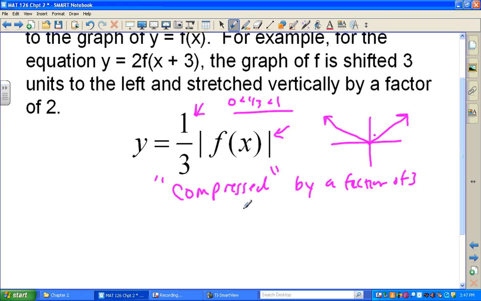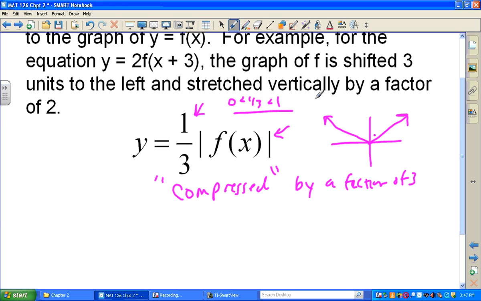If you say vertically stretched by a factor of 1/3, it's kind of the same thing. You're just using the wrong terms with the wrong numbers. Compressed is the one you want, by a factor of 3. So, there you go for that one. Compressed by a factor of 3.